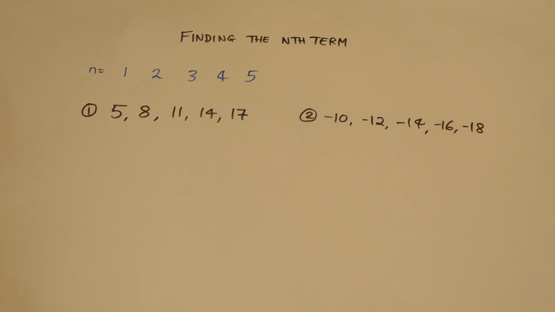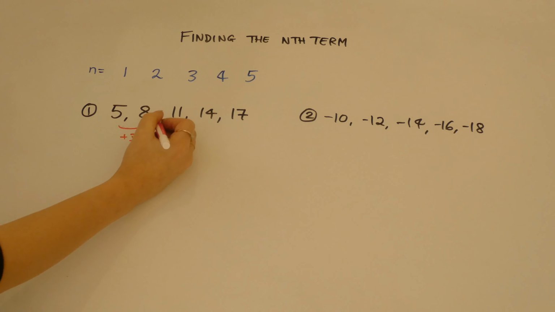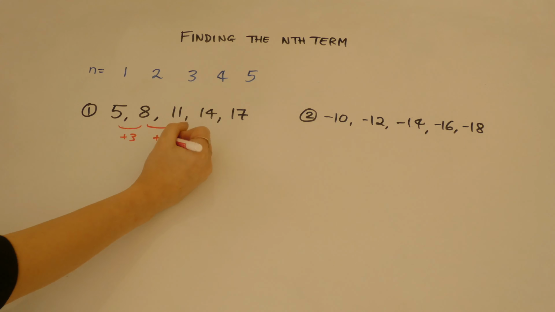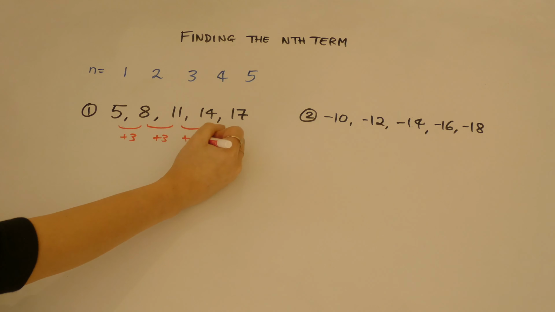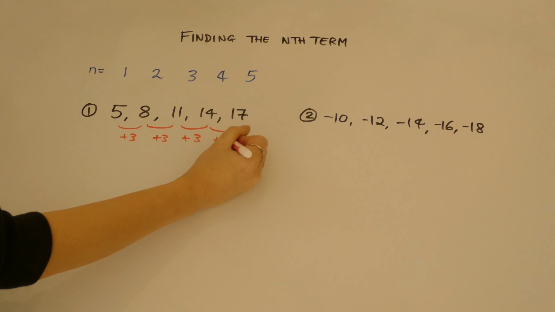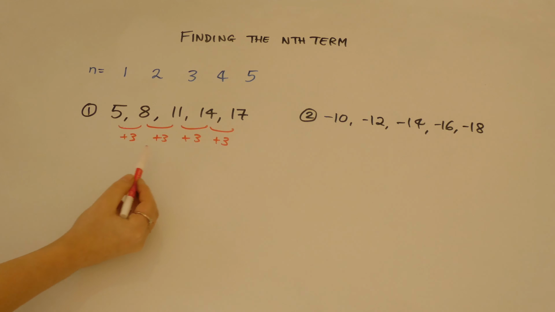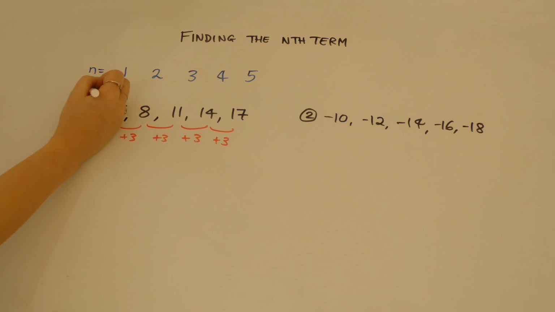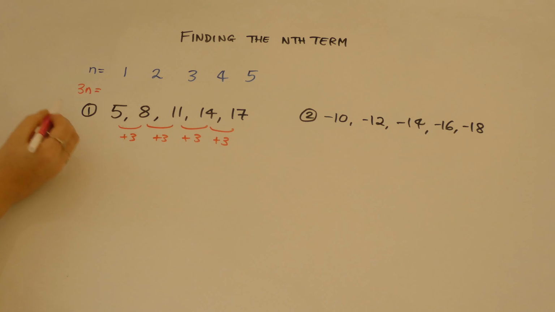Now what we need to do is go ahead and just calculate the difference between each term. So between 5 to 8 we've got plus 3. Between 8 to 11 we've got plus 3. 11 to 14 we're adding 3. And 14 to 17 we're adding 3. Now because these are all the same, they're all plus 3, all we now need to do is just times our n by whatever this number here is, and it's 3.